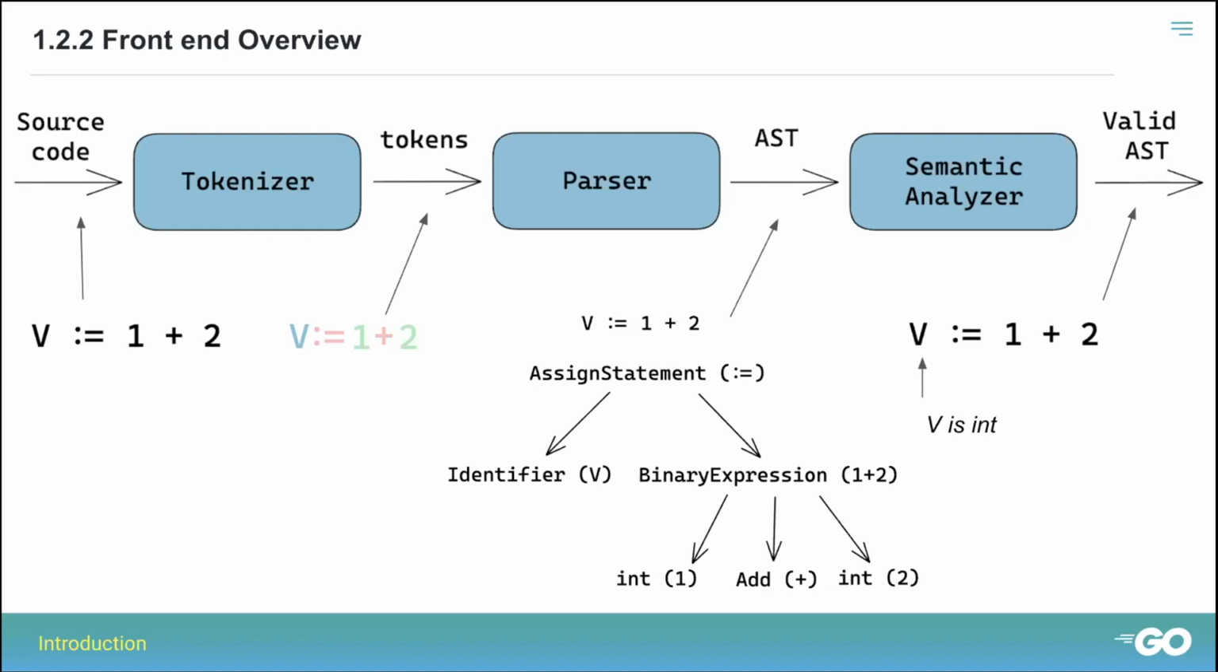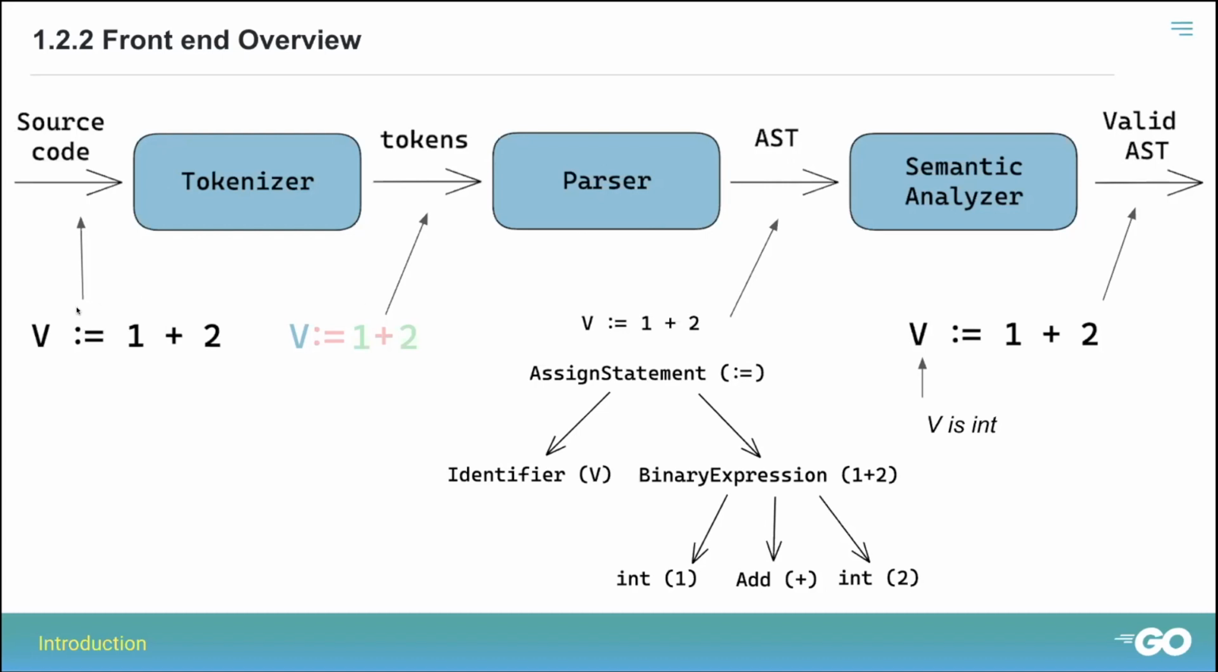Then this list of tokens is passed to the parser. And this is the first time we try to give meaning to our code. Basically, the compiler creates a tree-like representation. It's a tree representation of our code. It's called AST, Abstract Syntax Tree. And it represents the hierarchy of our code.